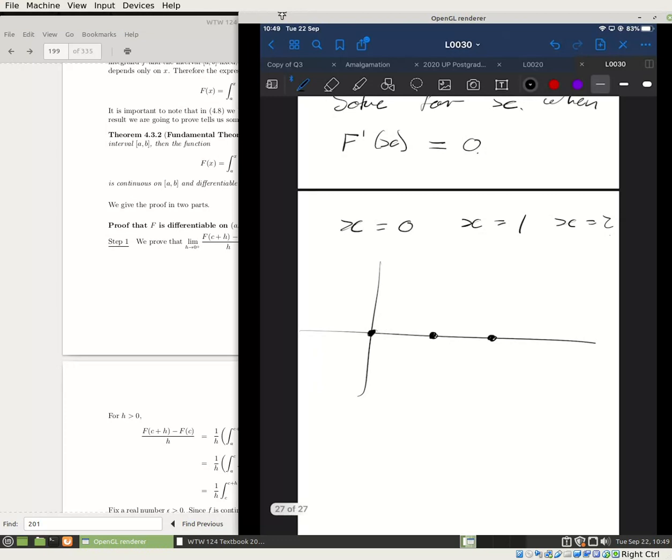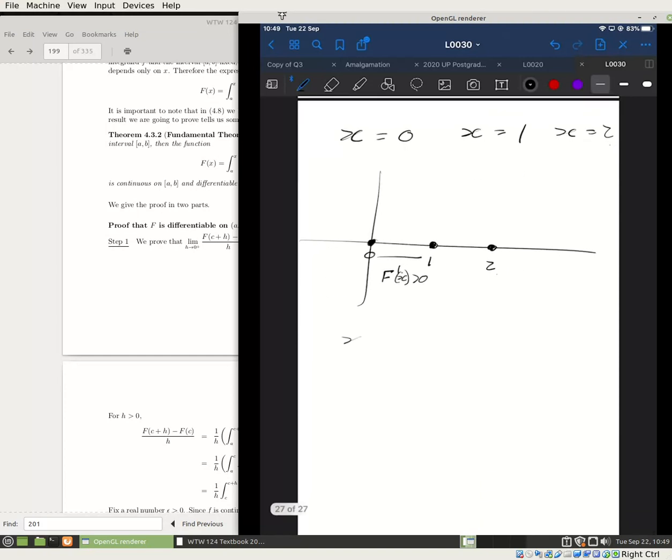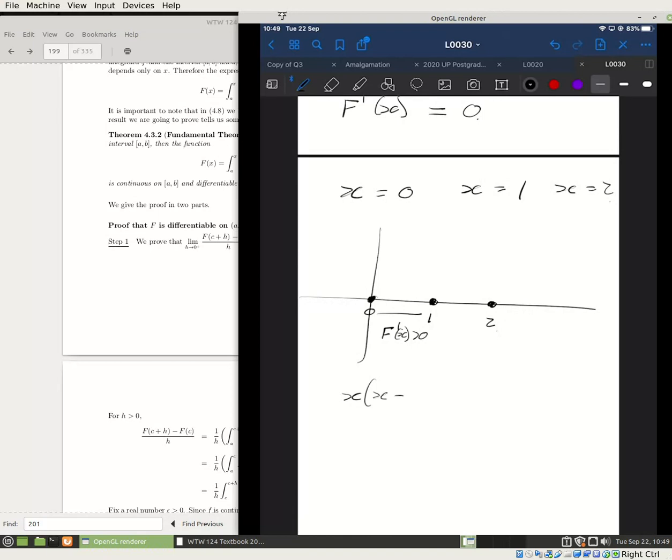So 0, 1, 2. And we see here on the interval 0 to 1, our derivative is going to be positive. So how do we see that? We take our derivative, once we have factorized it, x minus 2 over x squared plus 1.